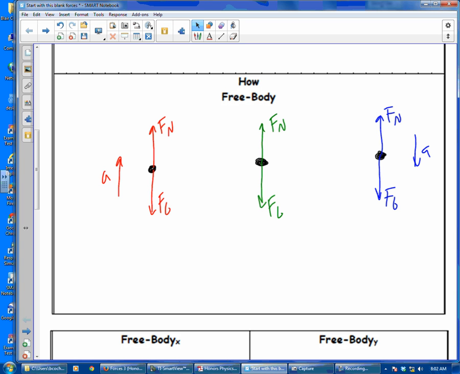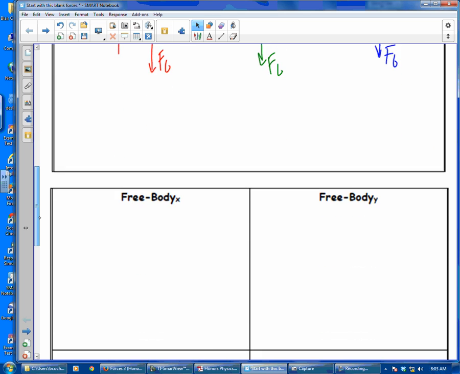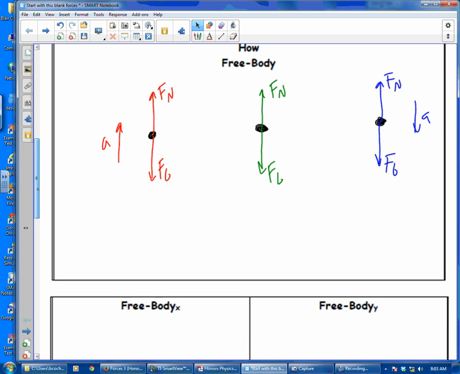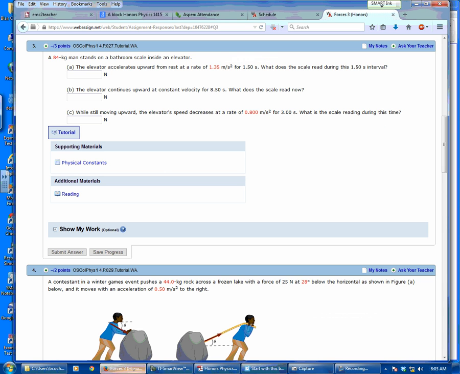What facts? I'm not really going to do the X and Y since we're all in Y here. Let's see what facts they tell us. They tell us his mass, 84 kilograms. They tell us the upwards acceleration and the downwards acceleration. I'm going to add those to my free body just so I don't have to keep coming back here.